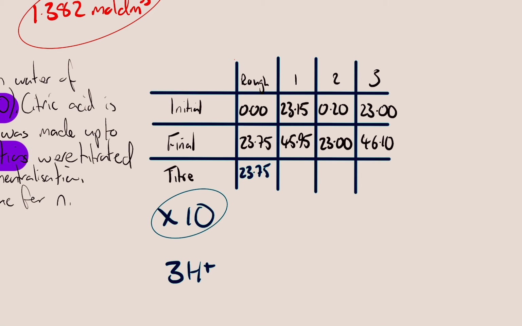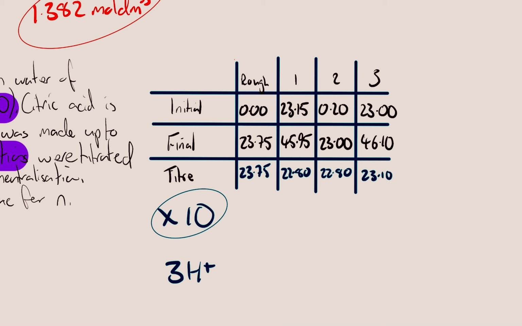23.75. Really important that we're keeping it to 2 decimal places. Here, 23.15, 45.95, this minus this, and I get 22.80. A mark will be lost if I put just 22.8. Same again for number 2, 22.80, and finally 23.10.